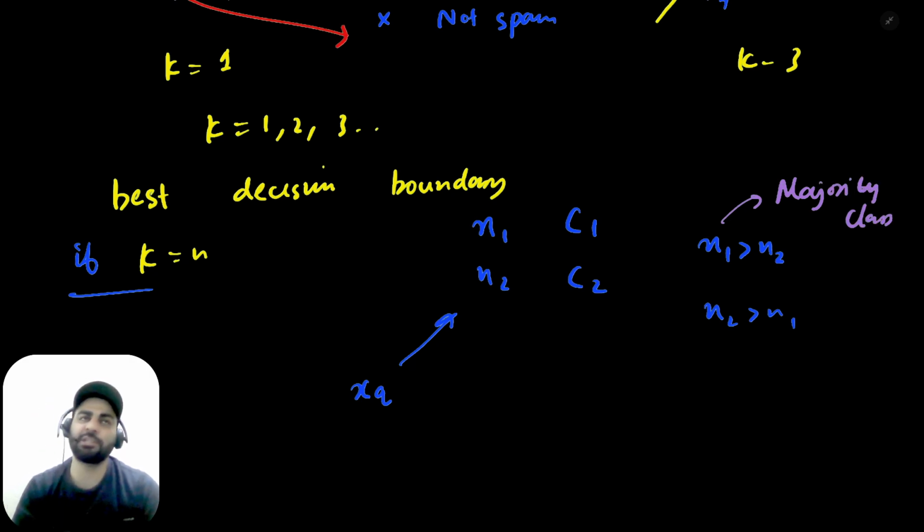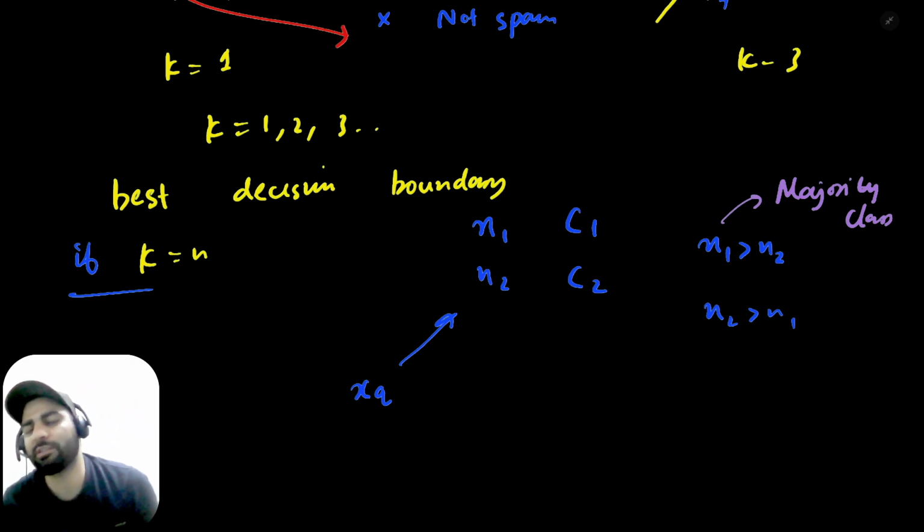So I'm saying if k is equal to n, if all the points are considered as neighbors, then this classifier will be biased towards the majority class. Whosoever class has more number of points, it will say the point belongs to that class. Have you understood this point?